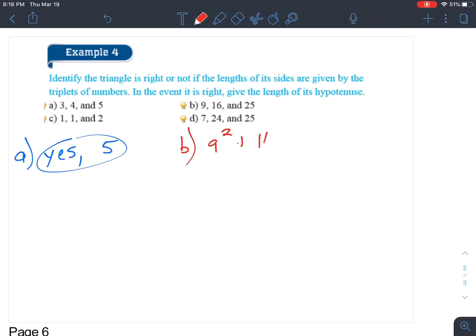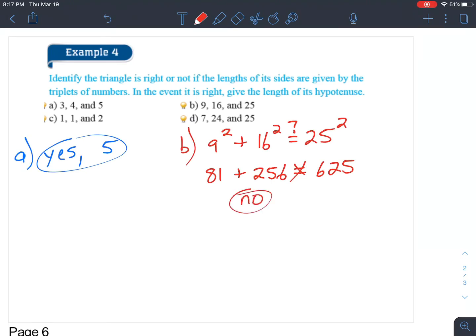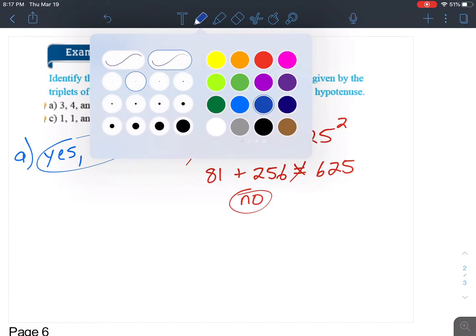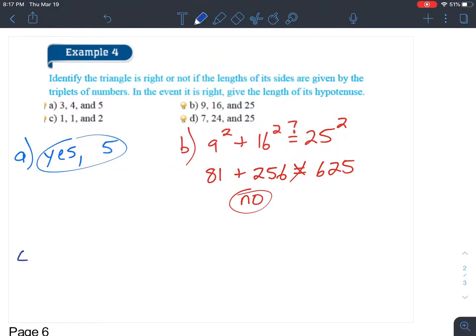But another way that I can figure it out is just by putting it into the Pythagorean theorem and seeing if it works. So if we do 9 squared plus 16 squared and 25 squared, and then we check those, we're going to get 81. 16 squared is 256, and 625 is going to be 25 squared. And those definitely do not add together to make 625. So the answer for B, no, those cannot make a right triangle.